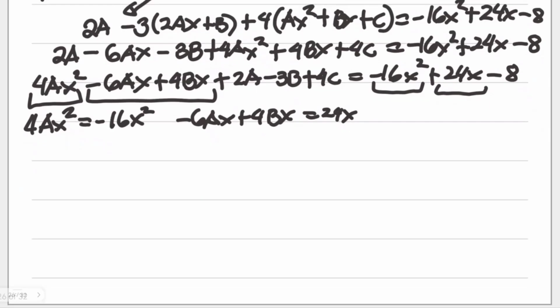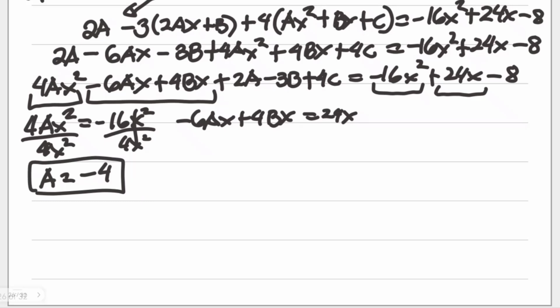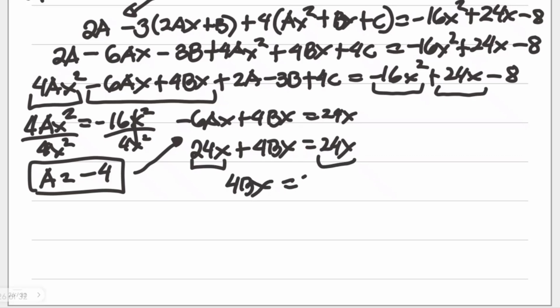Let's start with a first. So this is by dividing 4x squared, our a is negative 4. This is our a. Substituting that here, you have negative 4 times negative 6, so that's 24x plus 4bx is equal to 24x. We have the same term here, so 4bx is 0. Dividing 4x both sides, b is conveniently 0.